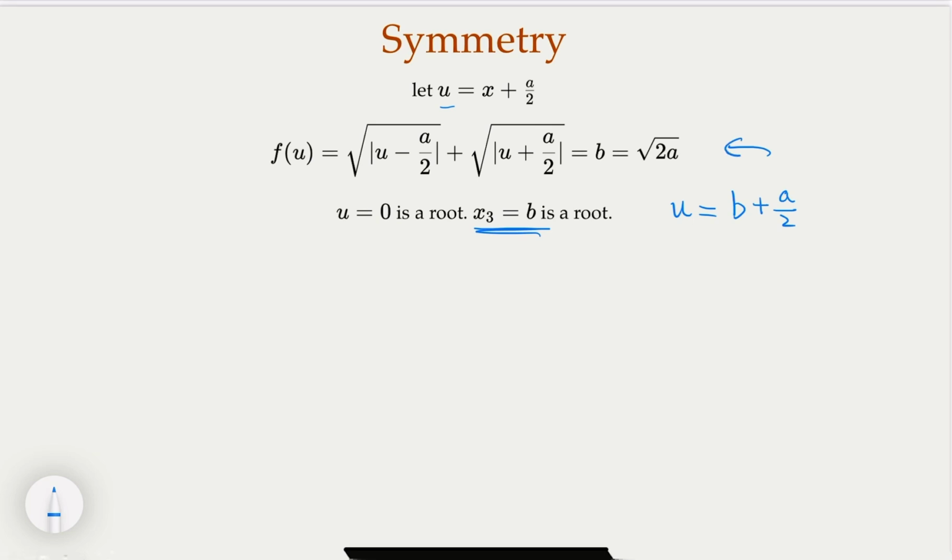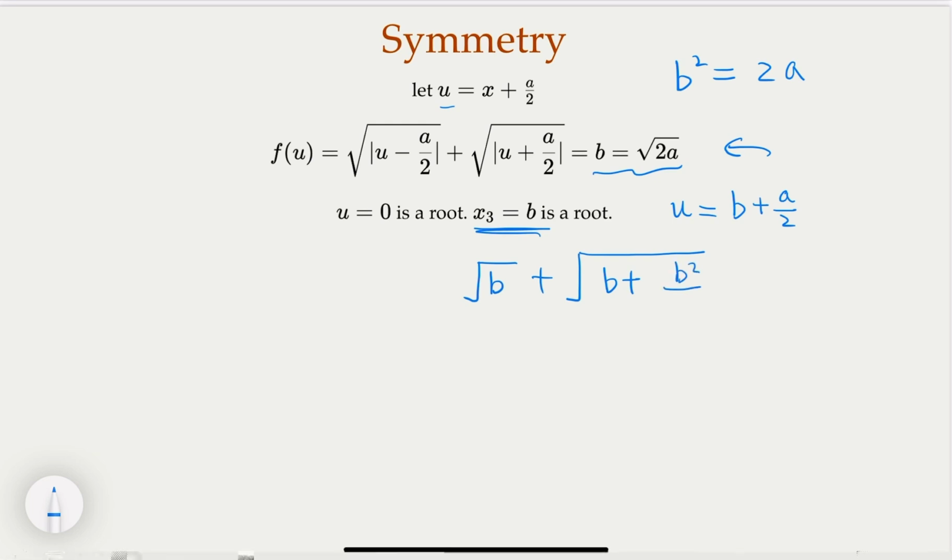So what do we get? We get the absolute value of u minus a over 2, which in this case, since b is positive, is b, plus u plus a over 2, which is b plus a. We want to get rid of a, right? Because in this equation, if you square it, b squared would equal 2a. In other words, a is equal to b squared over 2.